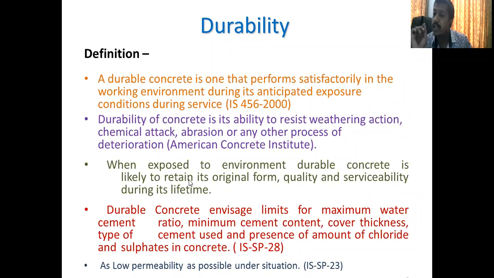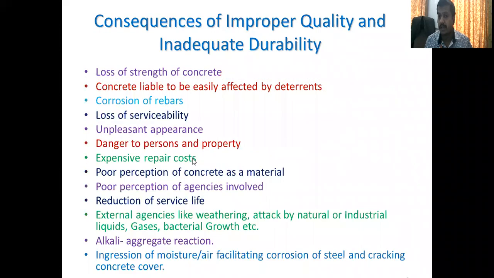So a durable concrete envisages limits for the maximum water cement ratio, minimum cement content, cover thickness, type of the cement used, and presence of amount of chloride and sulfates in the given concrete. Okay, so that is how the durability is there. Okay, so some consequences of improper quality and inadequate durability we are going to discuss. If the structure is having improper quality or inadequate durability, that means you have not casted your concrete structure as per your mix design, or as per whatever the design given to you, then what things are going to happen?